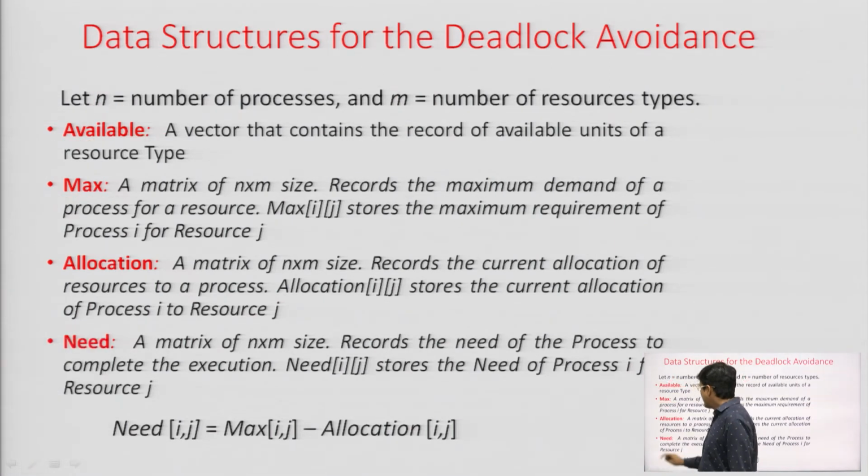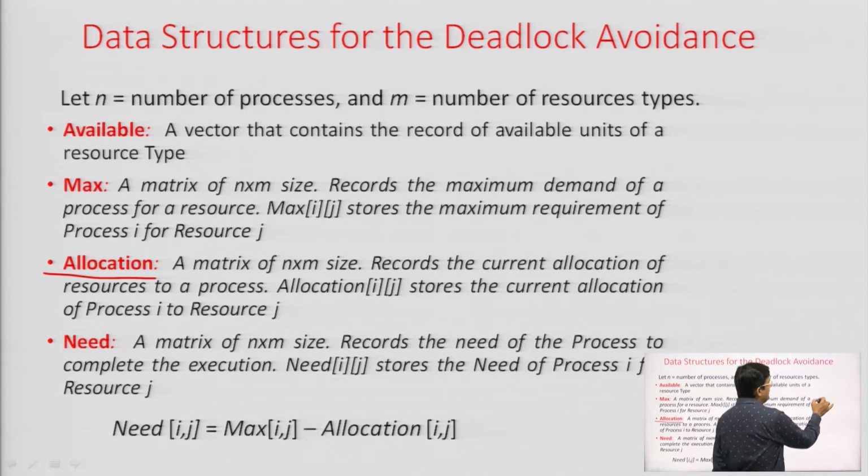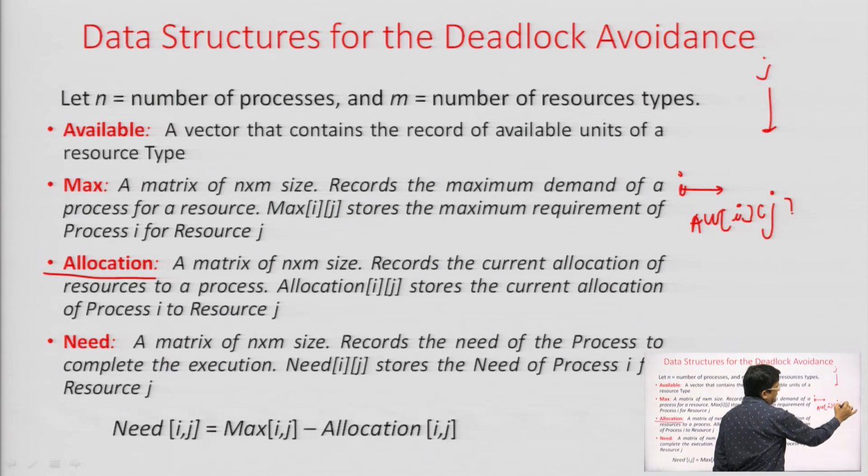Similarly, we have the allocation. This tells you how many resources have been allocated to a process. So, if the allocation matrix has I row and j column, the entry allocation I j will be telling you how many units of j resource have been allocated to the process I.